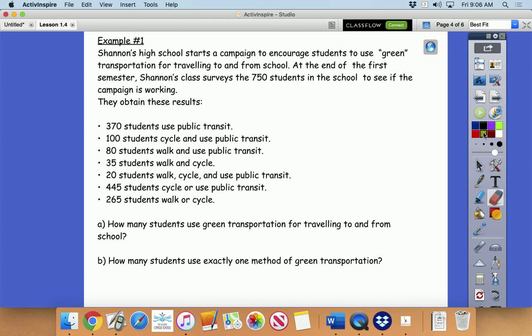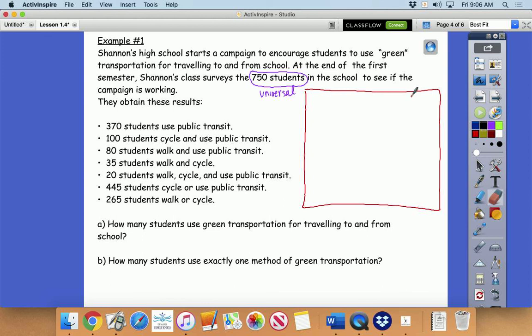So what I'd like to point out first is they're giving us 750 students right here. This represents your universal set. So these are all the students that were surveyed. So when we create our Venn diagram, we're going to say U is equal to 750. So all the numbers in our Venn diagram circle should add up to 750 if we're doing this correctly.